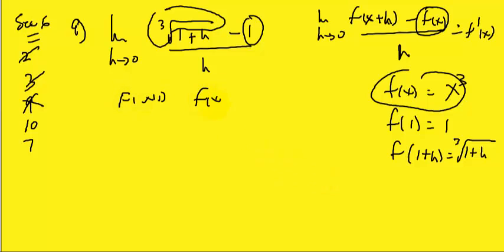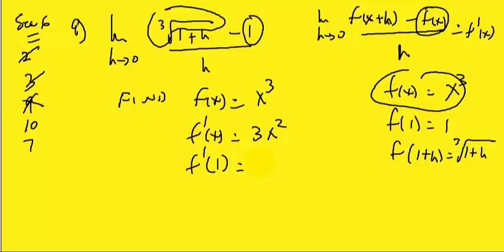So what they're really asking you is to find f of x, which is x to the third, and then find f prime of x, which is 3x squared, and then evaluate that function at 1, which is 3. That's what that is.